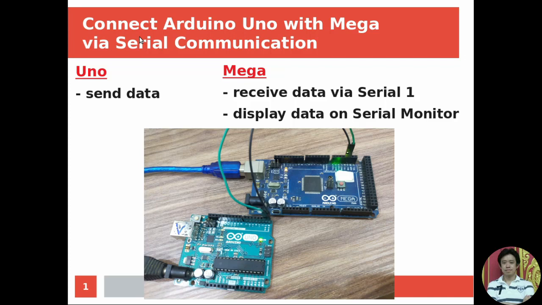In this project, I will show how to connect Arduino Uno with Arduino Mega by using serial communication. The equipment of this project, we have only Arduino Uno and Arduino Mega. Arduino Uno will send data to Arduino Mega via serial communication. For Arduino Mega, it will receive data from Serial1 and display data on the serial monitor.